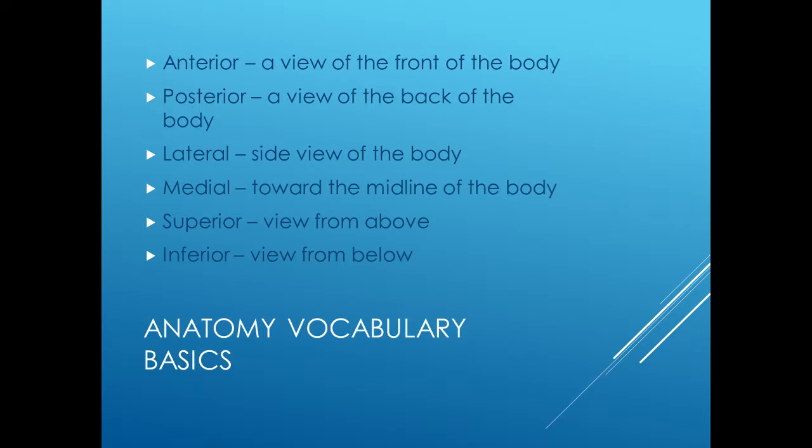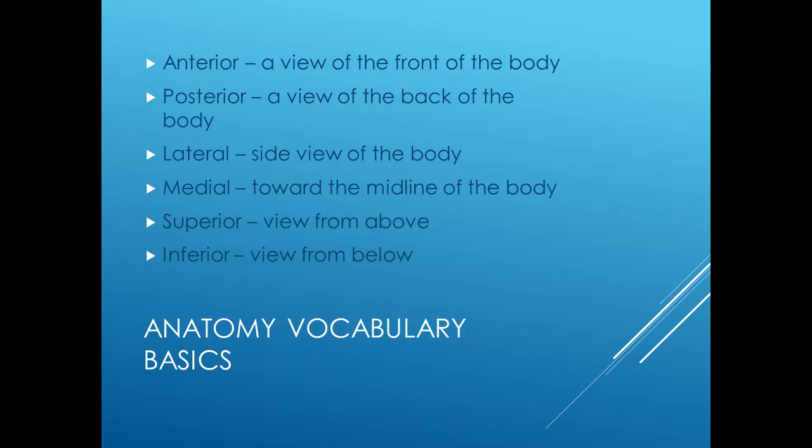So here's some basic anatomy vocabulary that we'll take a look at, and you'll have to know these for the entire semester. So just make sure that you're familiar with the terms. Anterior means just a view of the front of the body. The posterior is a view of the back of the body. Lateral means a side view of the body, and it can be either side. And then medial means it's toward the midline of the body.